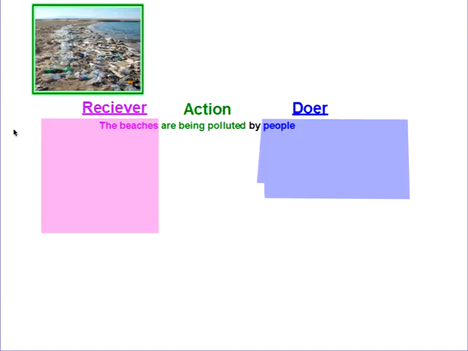Okay, so I wanted to look at all of our different sample sentences that we had at the beginning. The first one was the beaches are being polluted by people. Notice my receiver, the beaches, and my doer, people, right? That's the passive voice. The receiver is first and the doer is second. My action is in the present continuous. The beaches are being polluted by people right now.